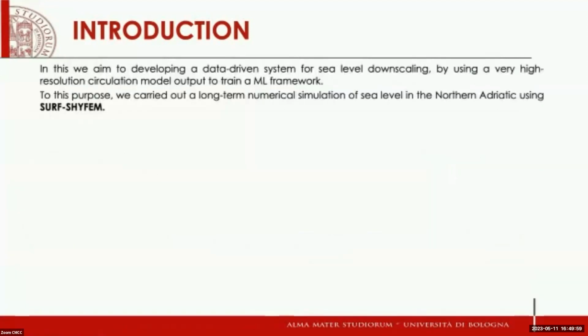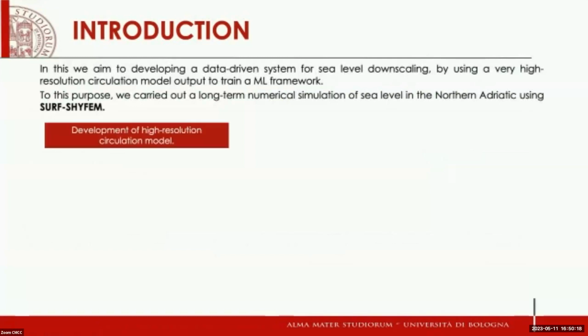So in this way, we are developing a data-driven system for sea level downscaling, using the output of a very high-resolution circulation model to train a machine learning framework. For this, we carried out a long-term simulation of the sea level in the Northern Adriatic using the SCHISM model. In this presentation, first I will start with the development of the high-resolution models.